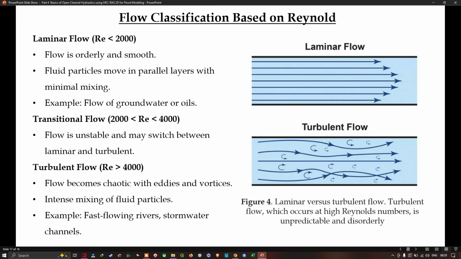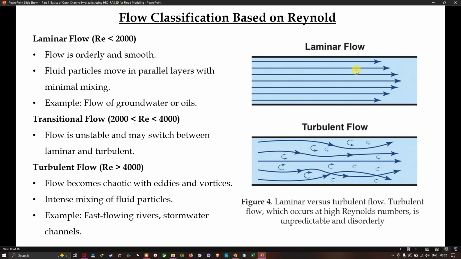So the flow classification based on the Reynolds number. For a laminar flow, the Reynolds number should be less than 2000. The flow is orderly and smooth, and the fluid particles move in parallel layers with minimal mixing. An example is the flow of groundwater or oil. The laminar flow is indicated in this figure here.